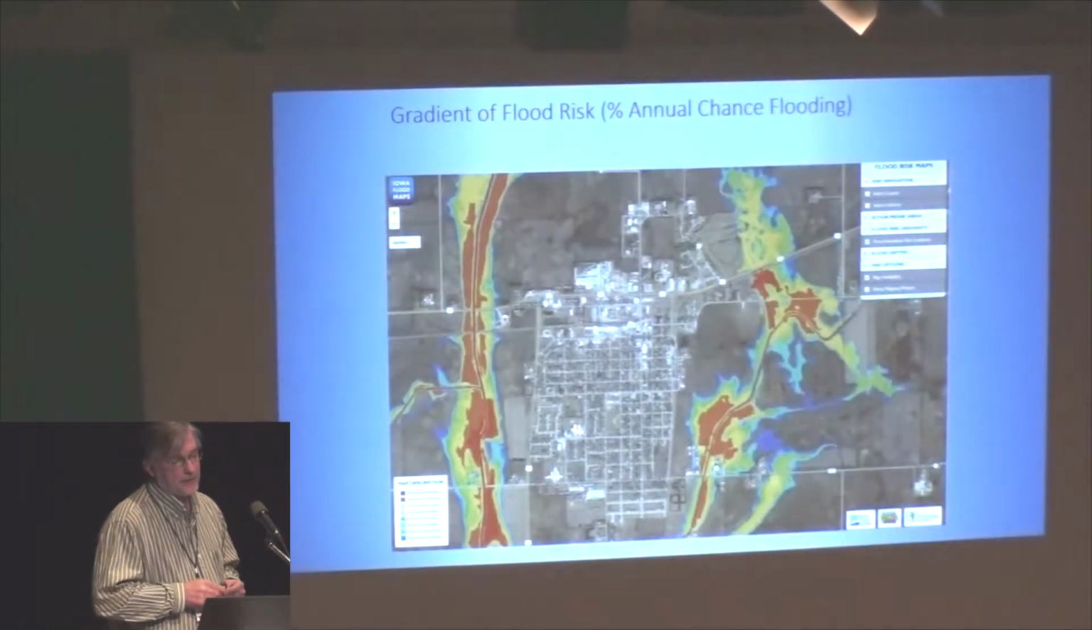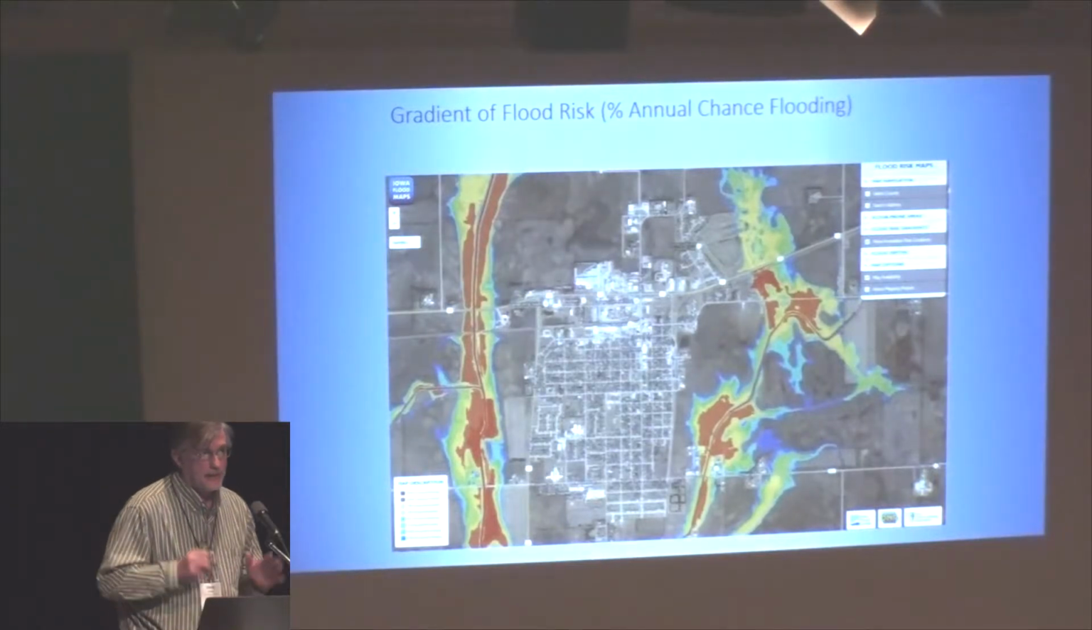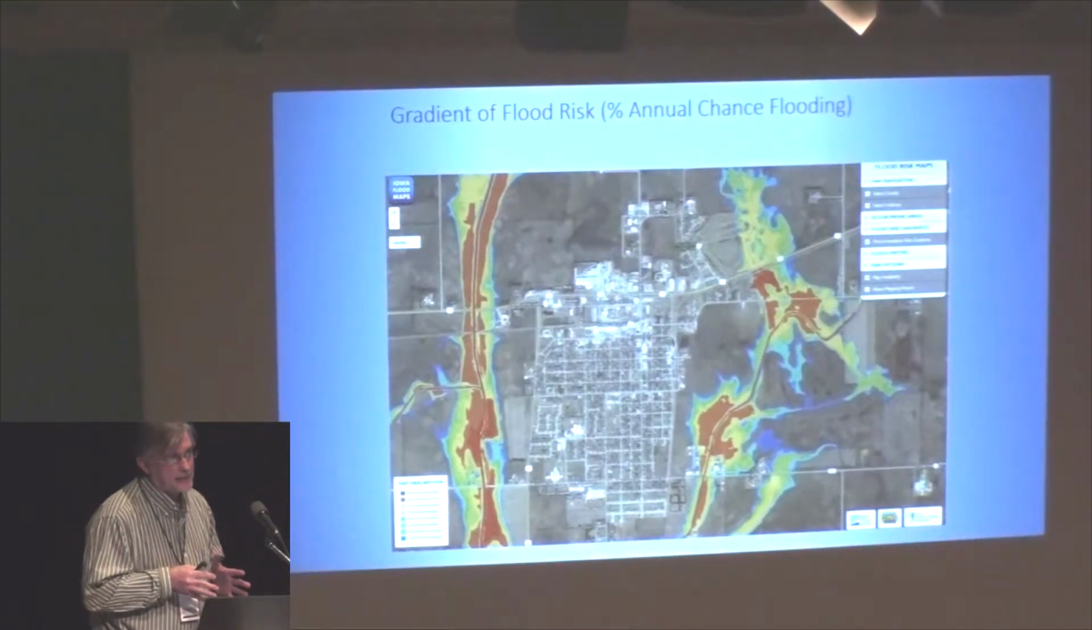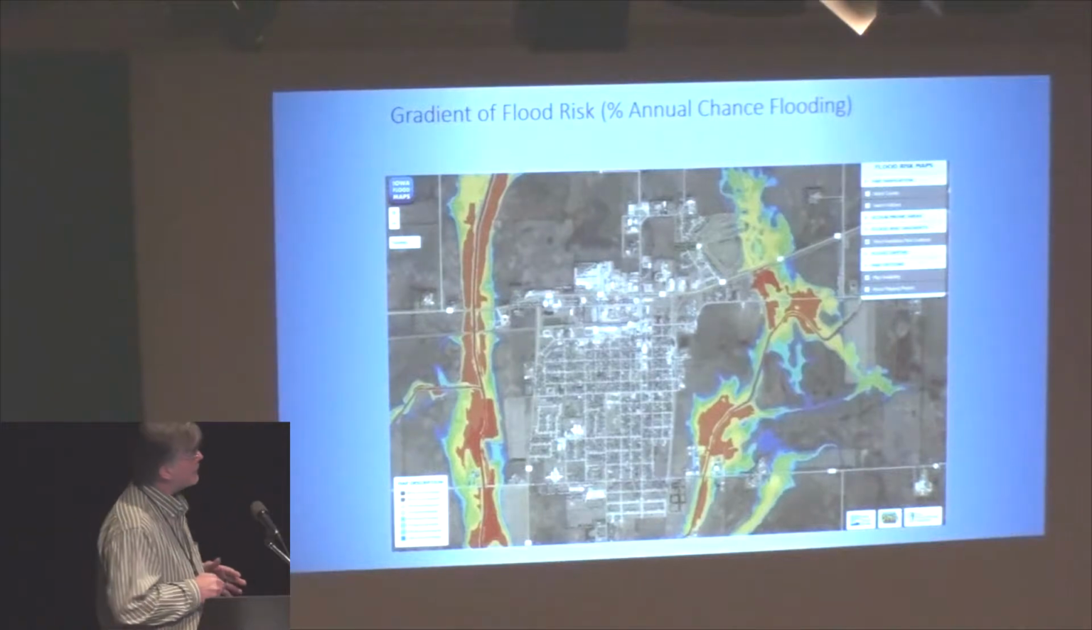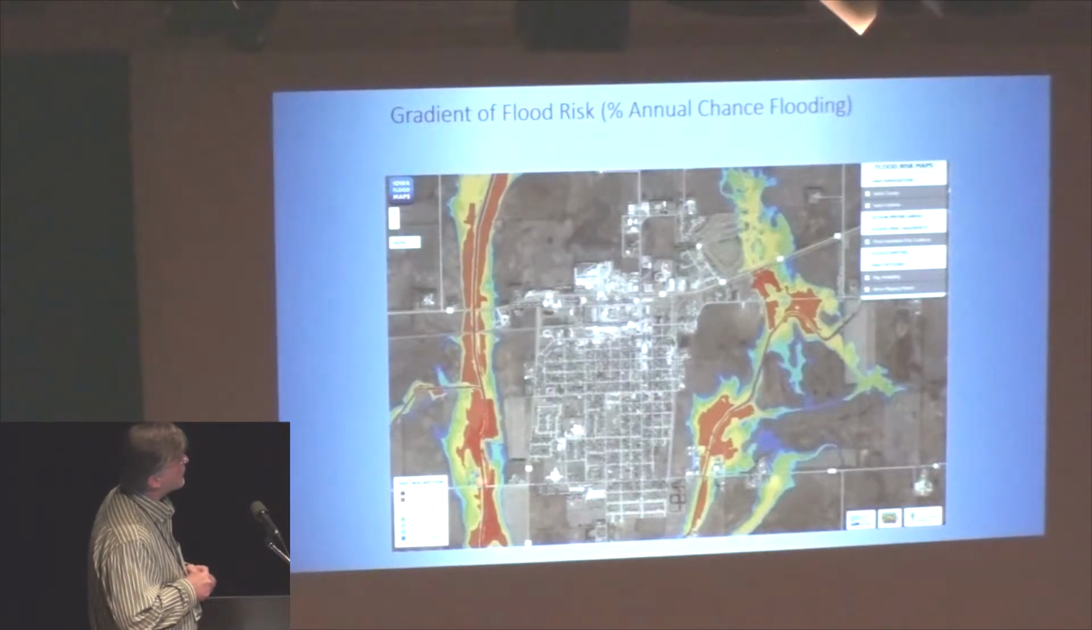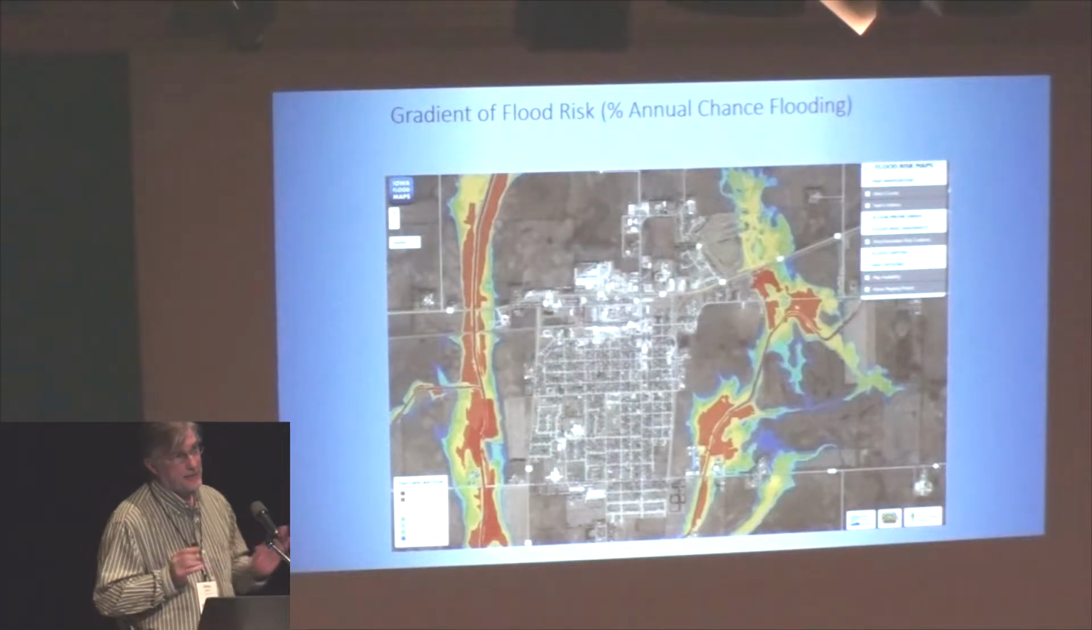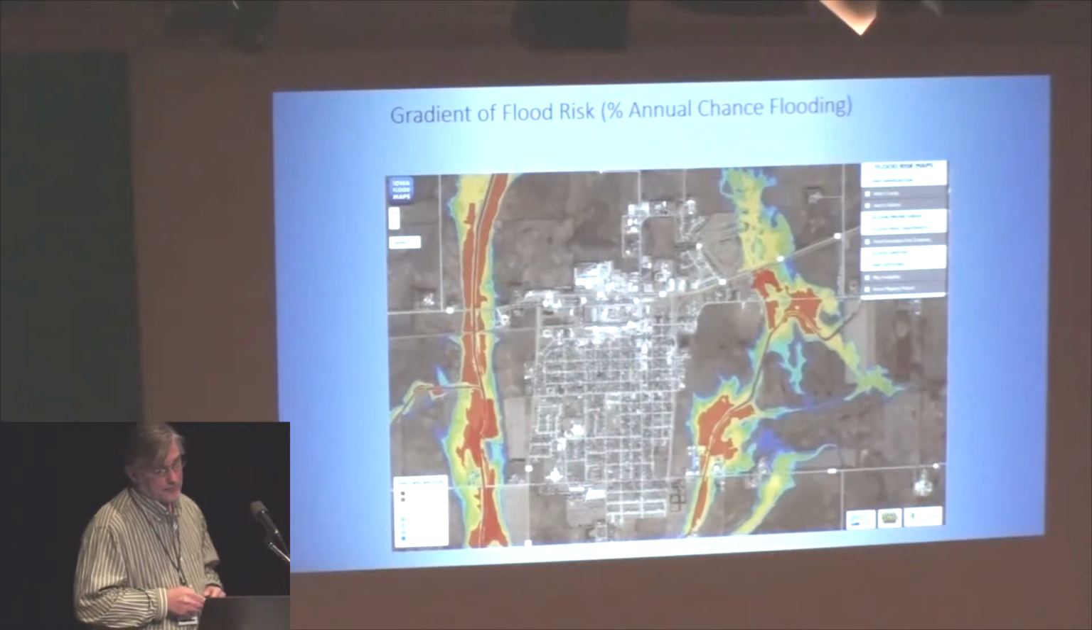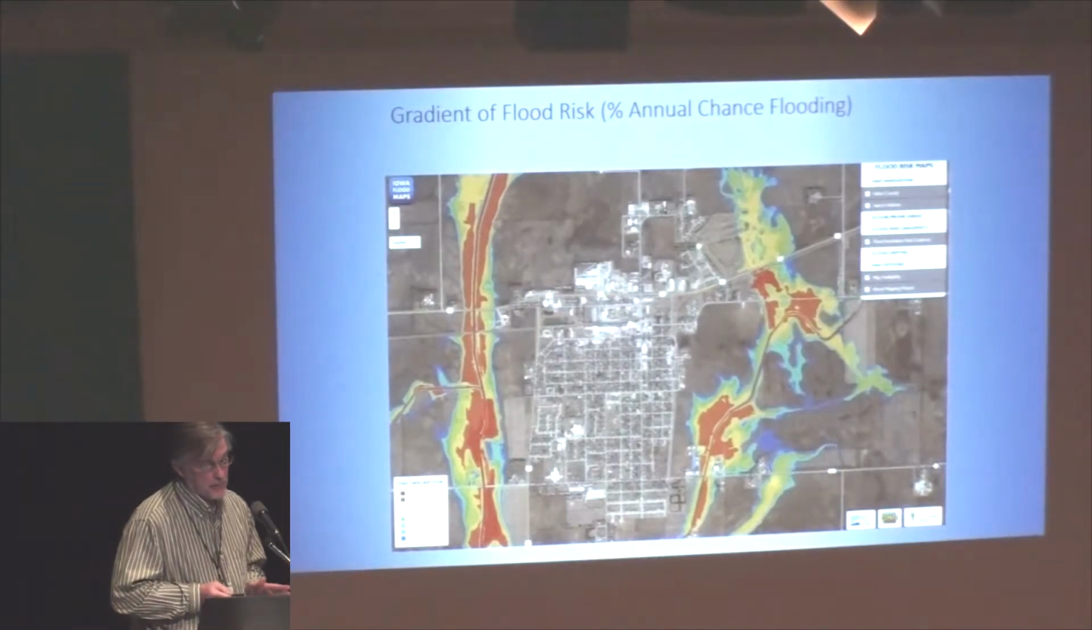We have the gradient of flood risk. This is basically all 8 returns stacked on top of each other. And you can really see the hot spots. This is the 2, the red and the orange, the more frequent floods. So it just gives an idea, okay, hot spots, stay away from these areas, and probably be good for most things that you want to do.